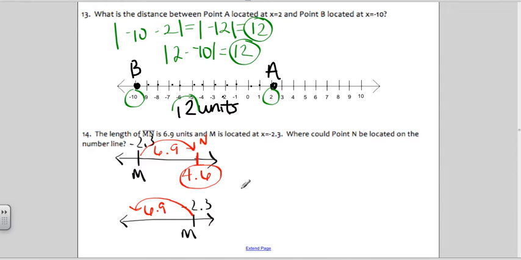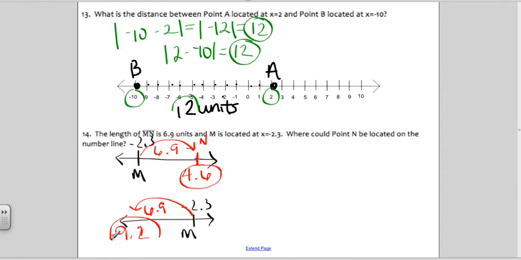So when I go to the left on the number line, say going from 2 to negative 10 here, I would have subtracted 12 to get to negative 10. 2 minus 12 would give me that negative 10. So here, if I have negative 2.3, I'm going to subtract 6.9 to get my new coordinate. I have negative 2.3 minus 6.9. So that gives me negative 9.2, I believe. So there's my other answer.